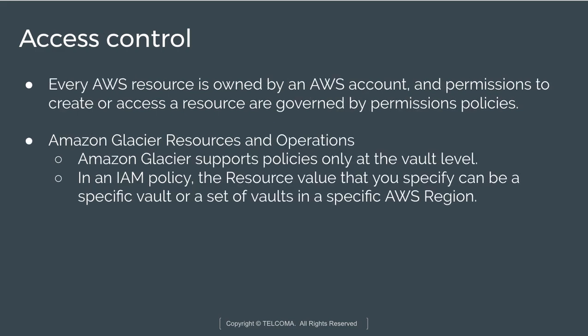If we talk about access control, every AWS resource is owned by an AWS account and we have permissions so that we can create and access a resource, which is governed by various policies. Amazon Glacier supports policies at a vault level. That means it doesn't support archive-level permissions. For all Amazon Glacier actions, the resource specifies the vault on which you want to set the permissions. These resources have unique ARNs, which are Amazon Resource Names, which are always associated with this.